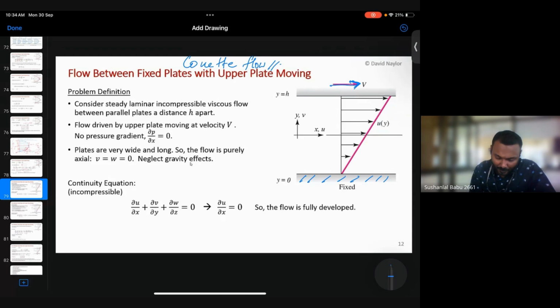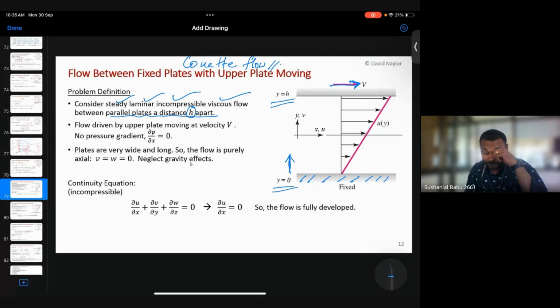So what are the conditions given? Again, same assumptions as for the Poiseuille flow. What is the difference? I will tell. Steady laminar incompressible viscous flow between parallel plates, distance of h. Here one difference is that we are considering y varying from the bottom at y equal to 0 to y equal to h. Now, flow driven by the upper plate moving at velocity V.